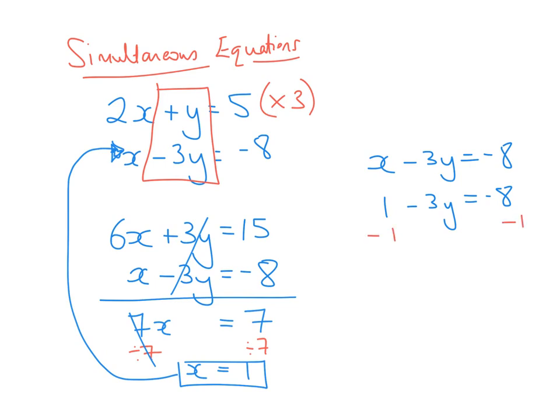So minus 1, minus 1. That means minus 3y is equal to minus 9. We're going to divide both sides by minus 3. And therefore y is equal to 3.